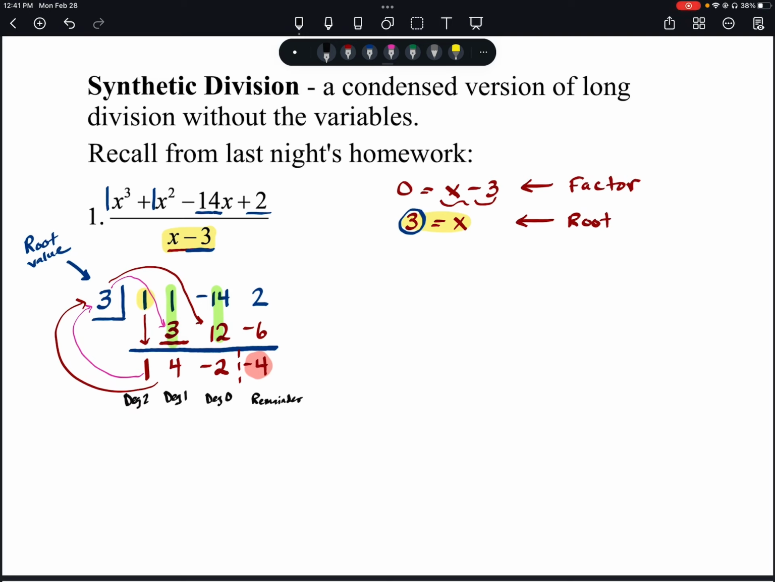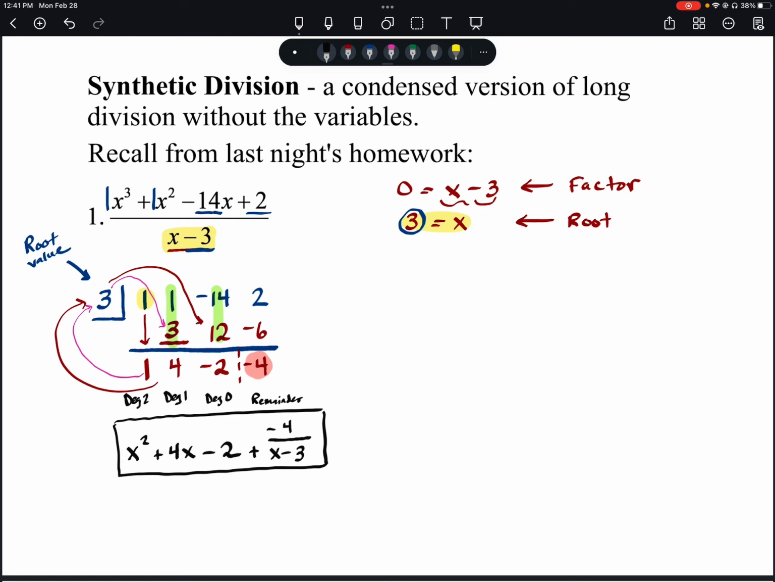As we look at writing that out here, for degree of 2, we'd say this is going to be x squared plus 4x minus 2. And then we'll add our remainder over our divisor. So it'd be plus negative 4 over x minus 3. And you'll see that, if you look at your homework from last night, this matches that answer.